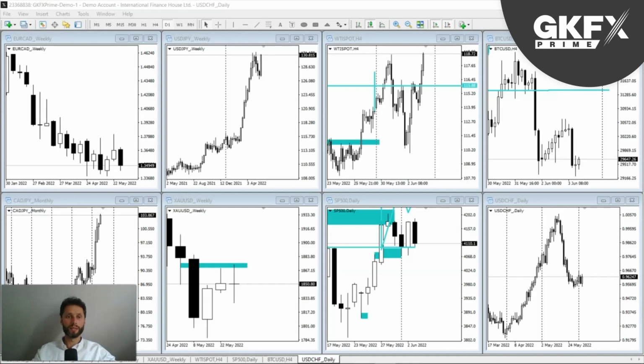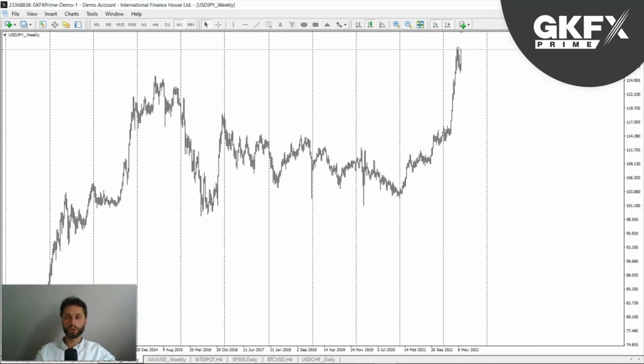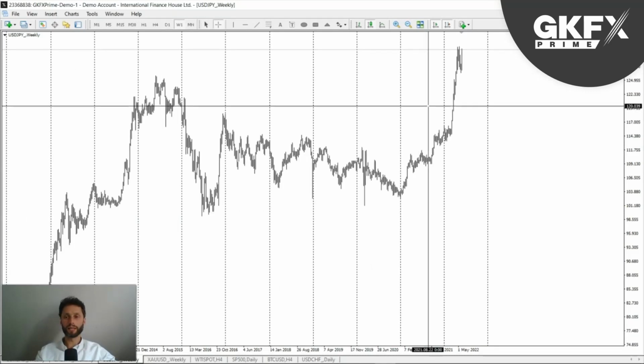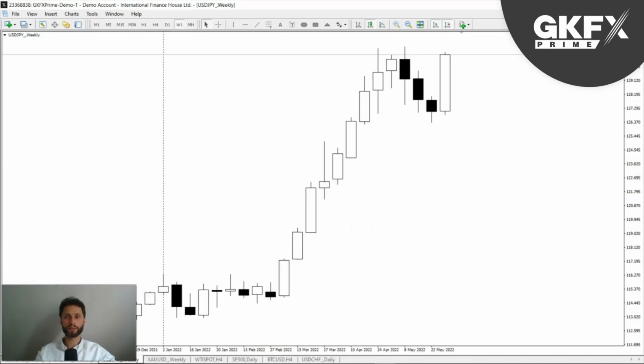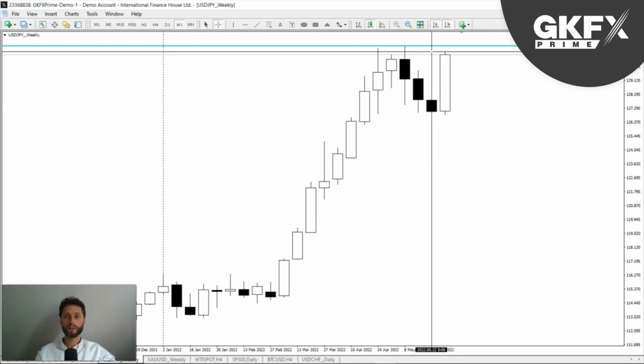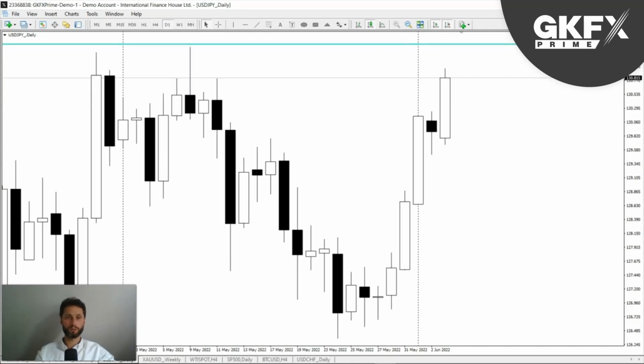I'll start with the dollar yen that I've got for this week. So dollar yen here, very clear bullish momentum here on the weekly. We're moving to the upside, and I'll be looking for the market to hit these highs, and it's almost there, about 70 pips away. So I'll be looking to trade towards those highs going into the start of the week.